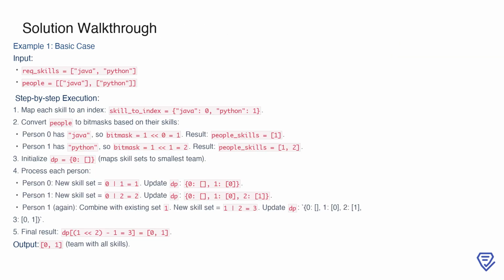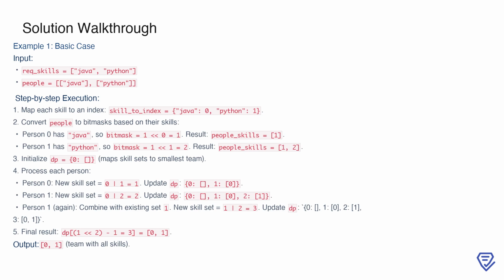To understand how the solution works, let's start with a basic example. Here, the required skills are Java and Python, and there are two people available, one knows Java and the other knows Python. First, we map each skill to an index, resulting in Java being 0 and Python being 1. Next, we convert the skill sets of each person into bitmasks. For instance, the first person knows Java, which corresponds to bit 0, so their bitmask is 1. Similarly, the second person knows Python, corresponding to bit 1, so their bitmask is 2. This gives us people_skills equals [1, 2].